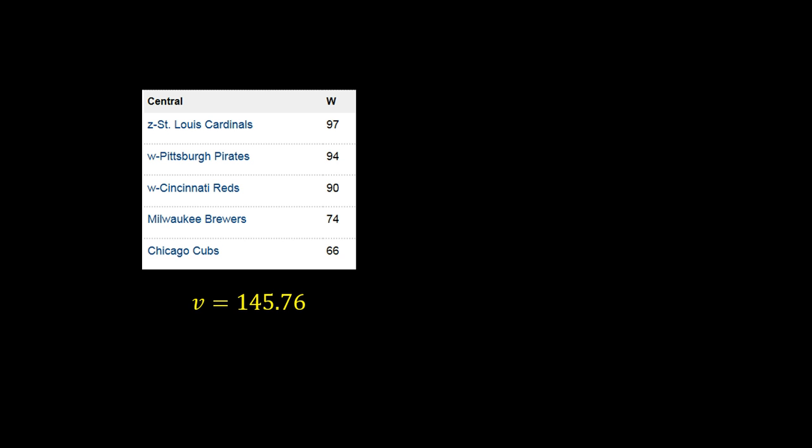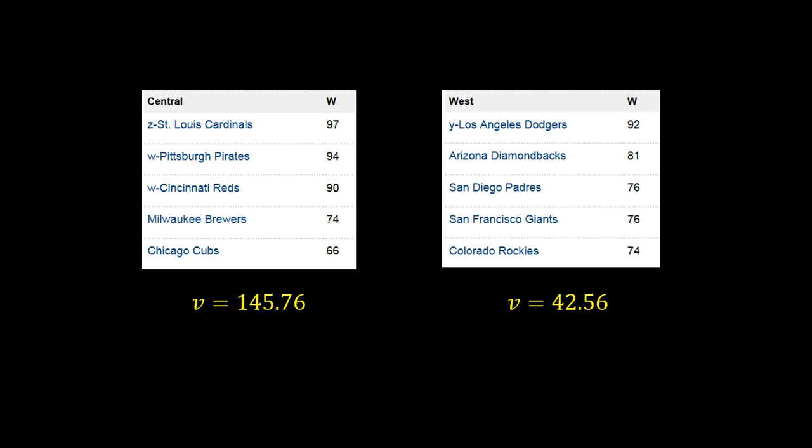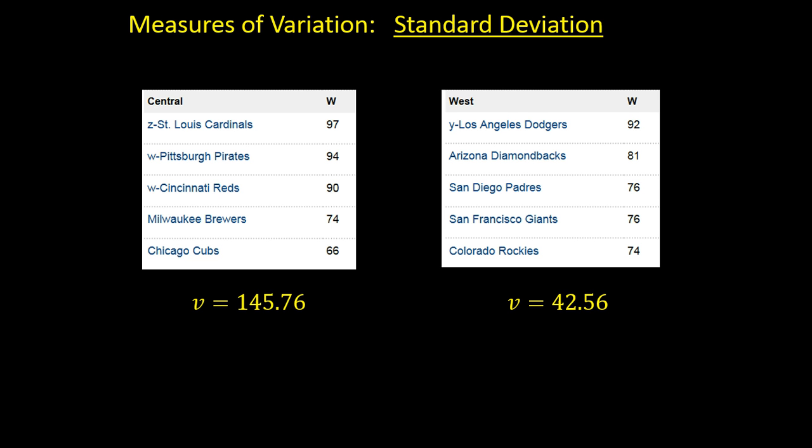So what does that mean? Well, remember, the Central Division, the variance was 145.76. The West Division, the variance was 42.56. What it means is that the measure of spread for the Central Division was much greater. So that's a way of telling that the Central Division scores were much further apart.